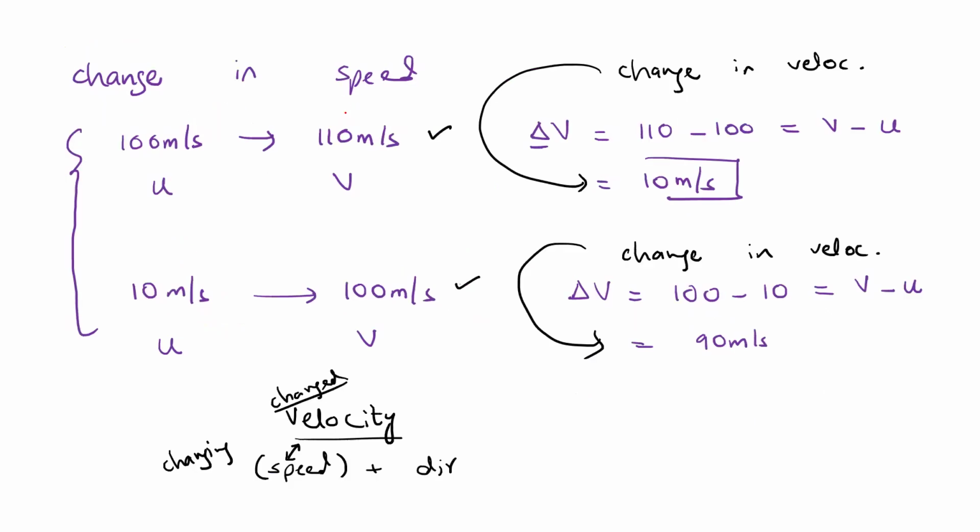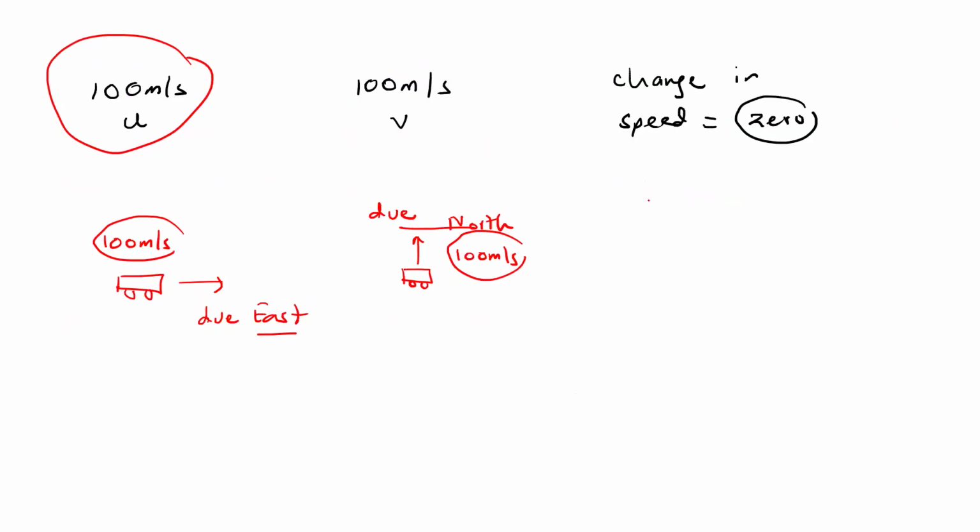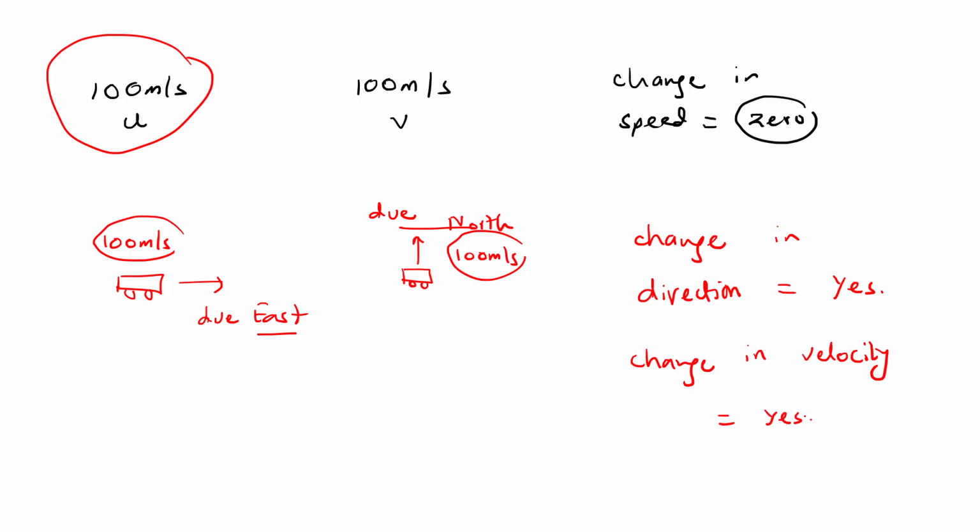So let's go back to what we have discussed. What was velocity? Velocity was direction and speed. So we can understand that speed is not changing. But is there any change in direction? The answer is yes. It was initially moving towards east, now it is moving towards north. So is there change in velocity? Yes, change in velocity. So even when speed is not changing, velocity can change. Do you guys get this?